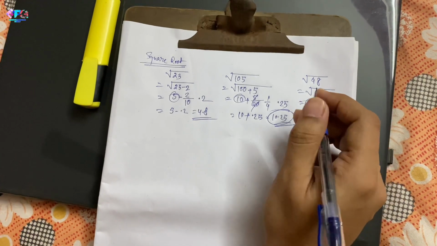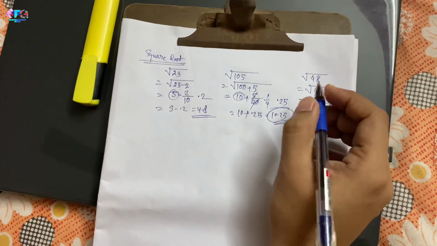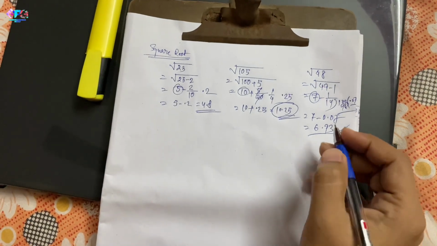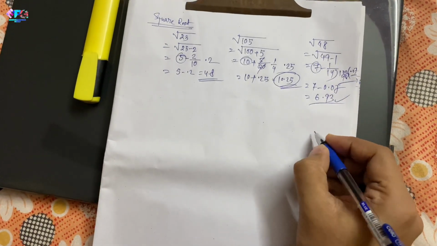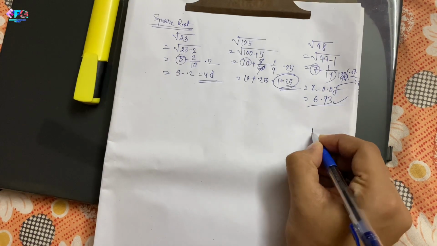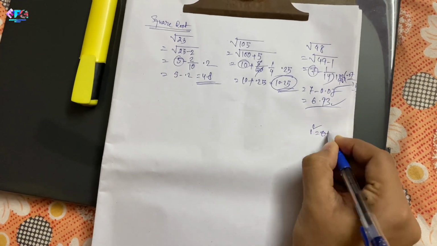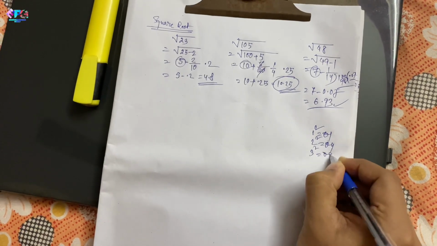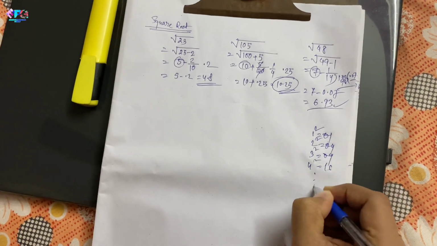Okay, now I will discuss the square. Before discussing the square, I am going to write a list of the values. 1 square we will write as 01, 2 square we will write as 04, 3 square 09, 4 square 16 and so on.